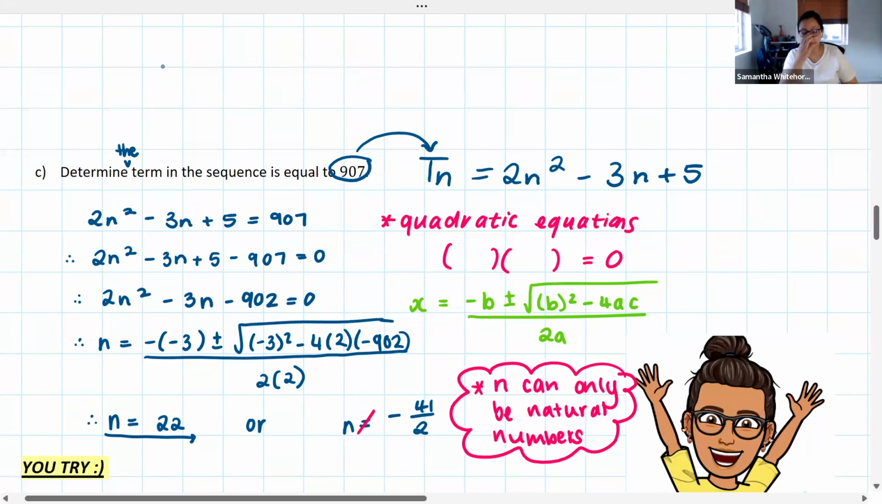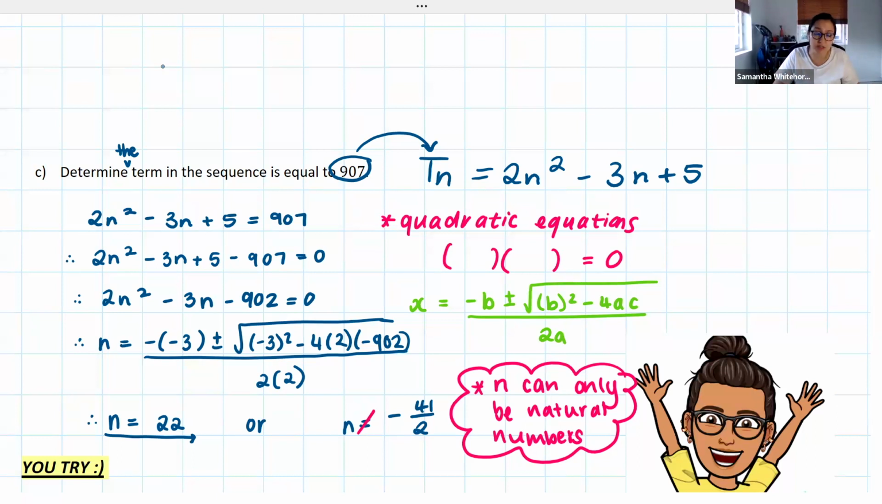Now, I'm hoping we're out of this habit, but often in primary school, I know especially, we would then try and summarize and say, therefore the 22nd term is equal to 907. Don't do that. Don't waste your time. You stopping at n equals 22 is perfect. There is no need to give me a statement ending yourself off.